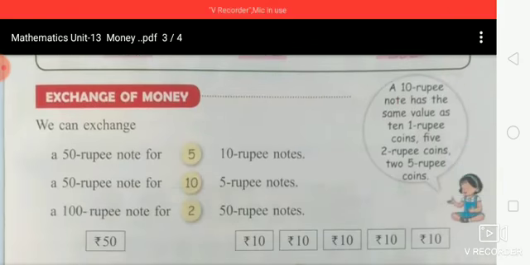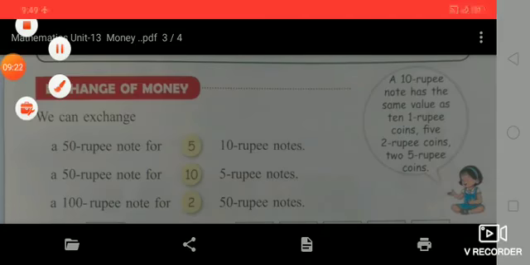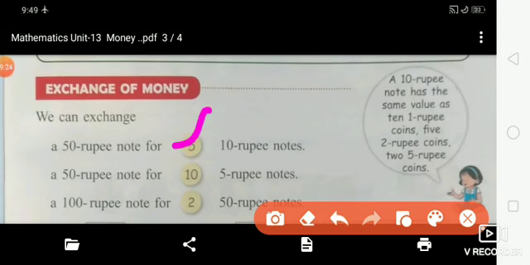Exchange of money. We can exchange a 50 rupees note for 5 ten rupees notes. 5 notes of 10 rupees is 50. A 50 rupees note for 5 rupees notes means 10 notes of 5 rupees are 50 rupees. A 100 rupees note for 50 rupees notes: 2 notes are 100 rupees.